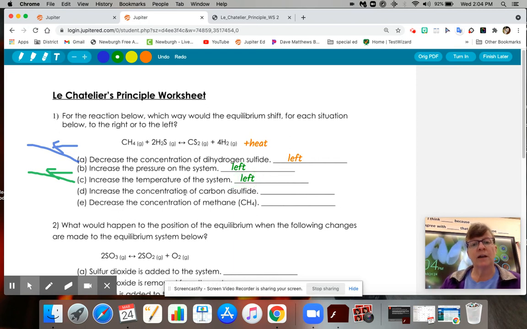Next, increasing the concentration of carbon disulfide. First, you have to find out where that is. Carbon right here, disulfide. It's right here. It's on the right side. And now I'm increasing it. So again, what's that going to do? It's like adding weight to that side. If I add weight, that side's going to go downwards. Again, I'm going to have to shift left to undo that.